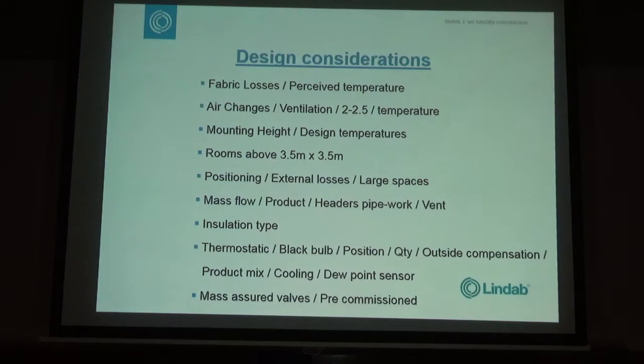The bottom one there, pre-commissioned valves. People like Frese do a pre-commissioned valve. So this is useful if you've mounted a radiant panel at 5 metres, you've set the commission, your flow rate, and it means you don't have to keep moving up and down to it. So it's just a practical thing. So that's pretty much it.